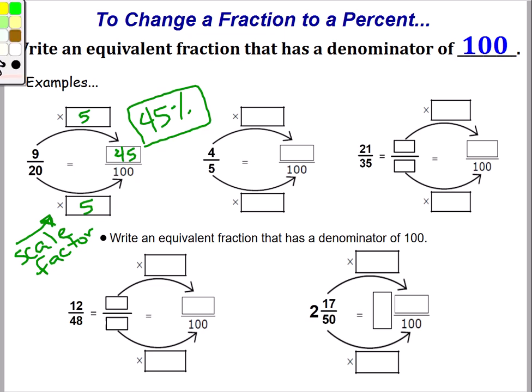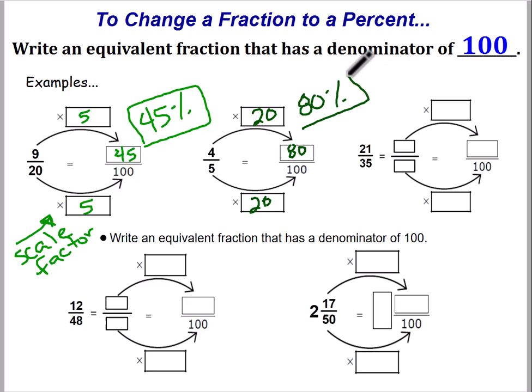Okay, let's go to the next one. 4/5. So again, we can't say 4% because it's not 4 out of 100. We need to turn that denominator into 100. So your scale factor would be times 20. We're going to use the same scale factor on the numerator. 4 times 20 is 80. Now we have 80 hundredths. We have a number out of 100. We write that number as our percent. So it would be 80%.